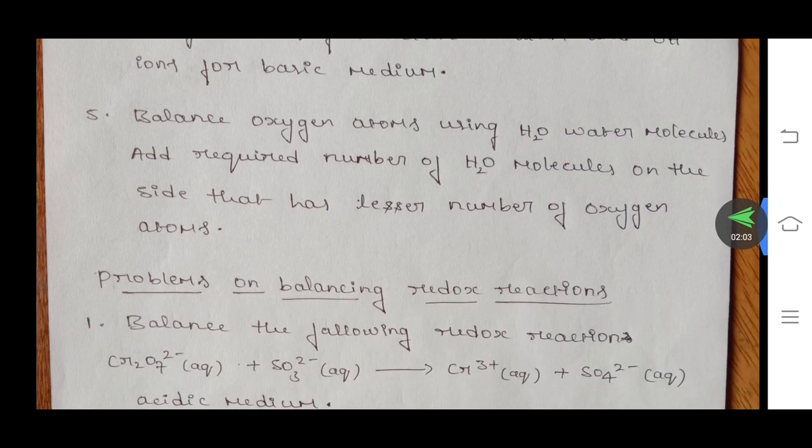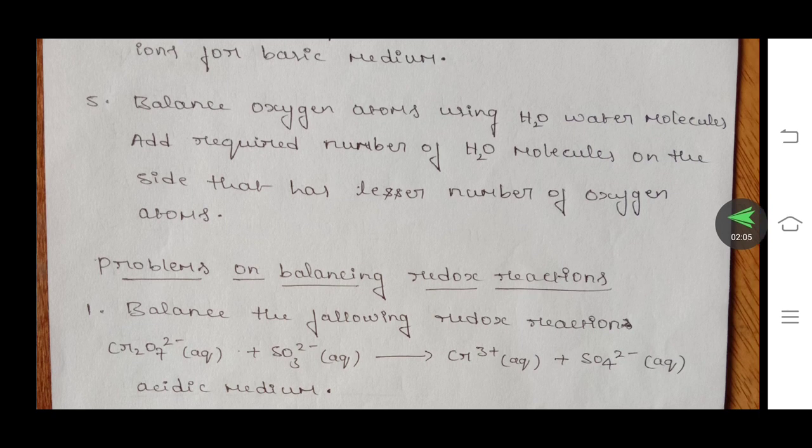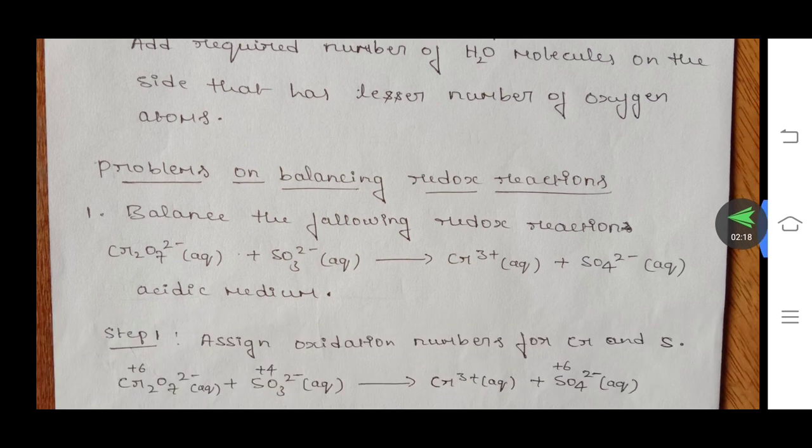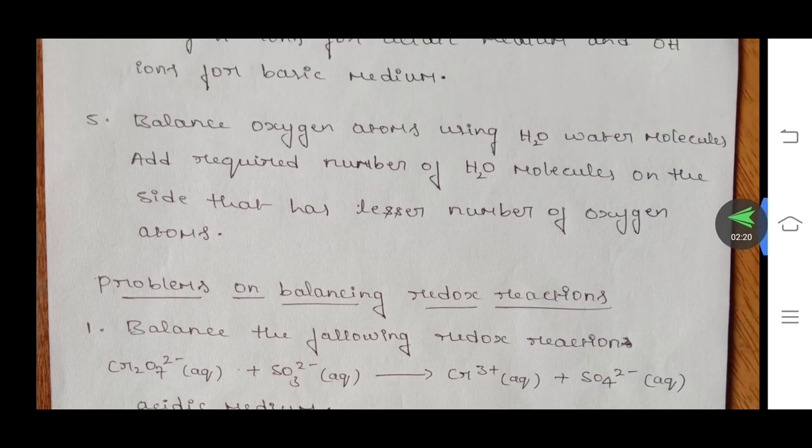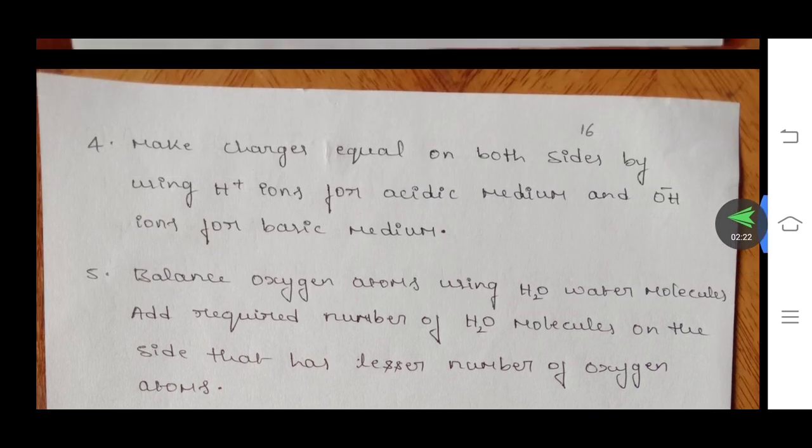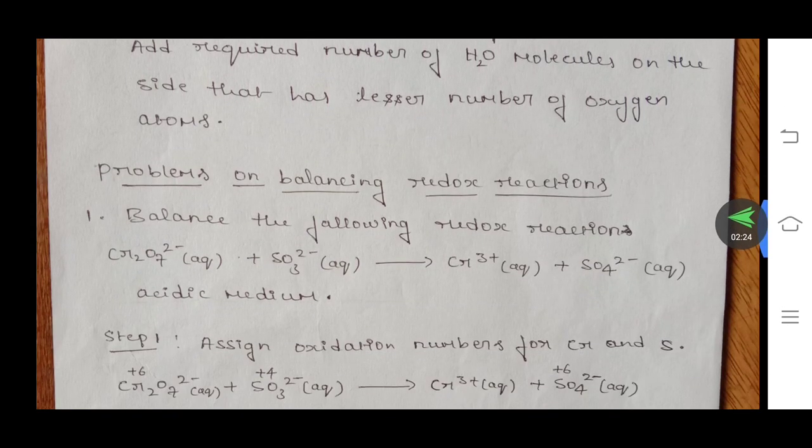Fifth point, balance oxygen atoms using H2O water molecules. Add the required number of H2O molecules on the side that has the lesser number of oxygen atoms. Sorry, there are 5 points of steps you have to follow.